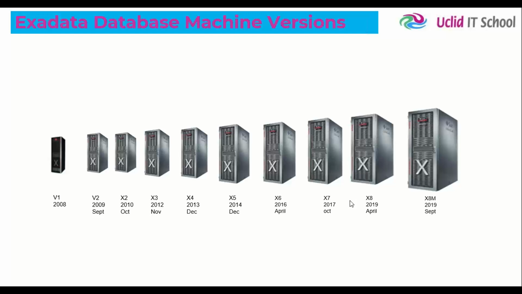Similarly, if you take X8 and X7, X8 hardware is more powerful compared to X7. X8 may have more CPU, more memory, more bandwidth, more optimized hardware compared to X7. So that way, when a new Exadata version is released, Oracle includes the latest high-end hardware with more CPU, more memory, so that customers benefit from the additional hardware resources.